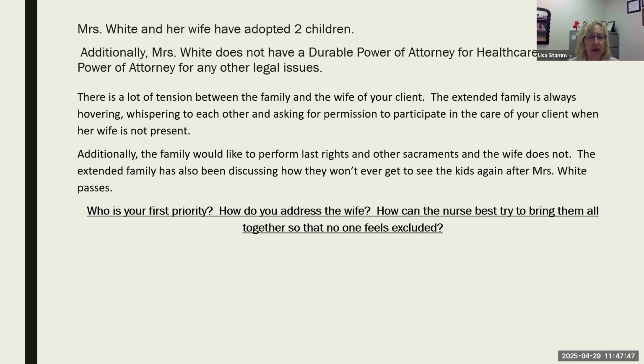Yeah, I agree. You wouldn't want to do that at the bedside for fear that it may escalate. But I think at this point it would be a good idea to call counseling services. You could call the chaplain, a caseworker, and maybe take the extended family and wife to a different setting and let them air all that out and talk about it, but not in front of the patient. I agree with that.